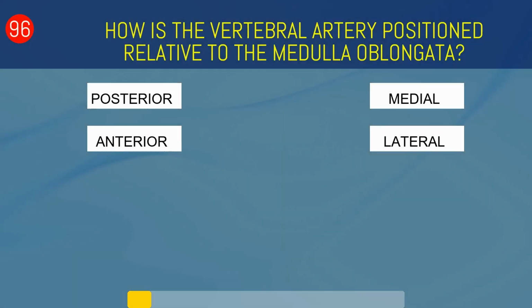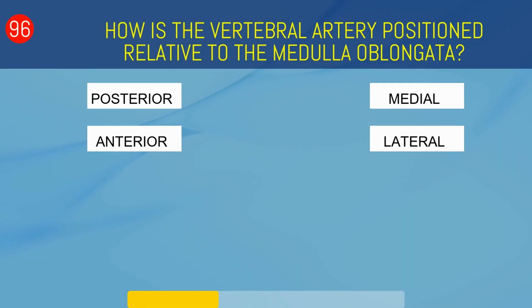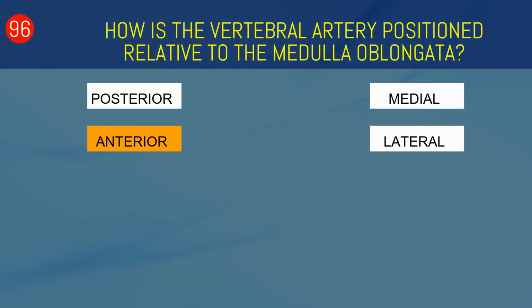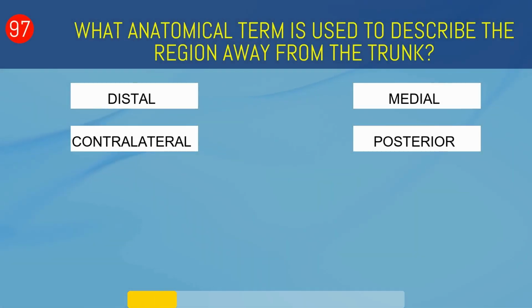Superior. How is the vertebral artery positioned relative to the medulla oblongata? Posterior, anterior, medial, or lateral? Anterior. What anatomical term is used to describe the region away from the trunk? Distal, contralateral, medial, or posterior?